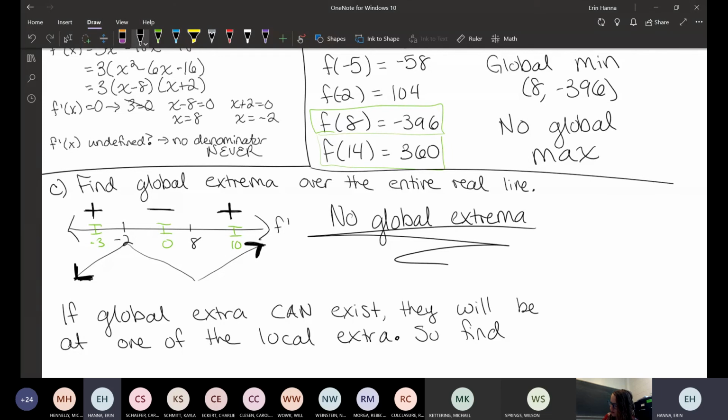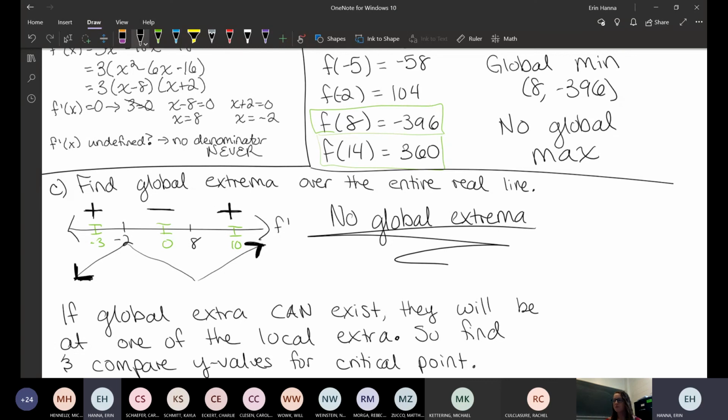So what you do is you find and compare y values for the critical points. And that's why I said in the notes section to find the y values of all the critical points, because if the extrema can exist, it's going to be at one of those critical points. You have your values that you're comparing, which one has the larger y value or the smaller y value, depending on if you're trying to find the max or the min.